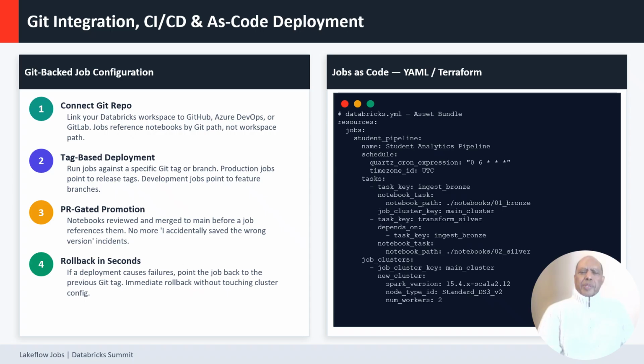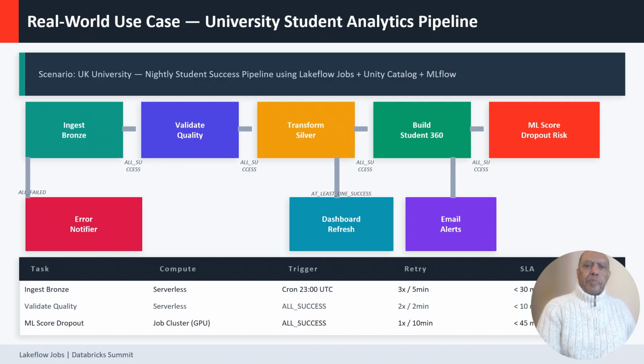One deployment pattern I recommend is to use Git tags for production deployments. Your CI/CD pipeline tags the commit when tests pass, and the production job is updated to reference that tag. Rollback is as simple as pointing the job to the previous tag. Let me bring this to life with a concrete example. A nightly student analytics pipeline at a UK university.